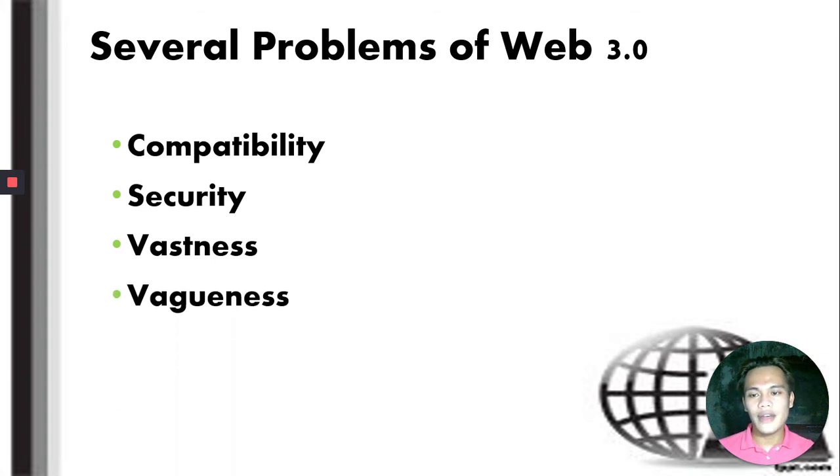And next one is vagueness. Certain words are imprecise, just like the words old and small, so it depends on the user how you're going to use them. And last is logic. Since machines use logic, there are certain limitations for a computer to be able to predict what time the user is referring to. So those are the several problems of Web 3.0.